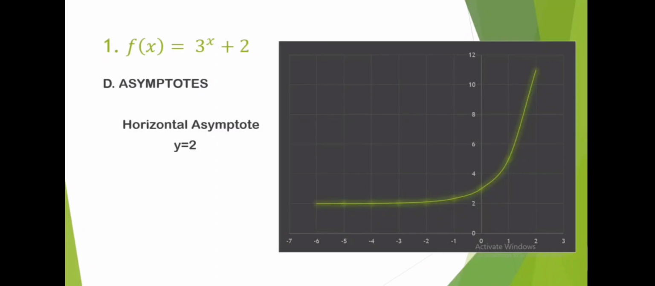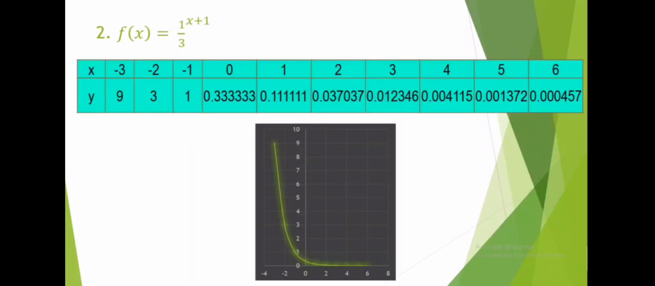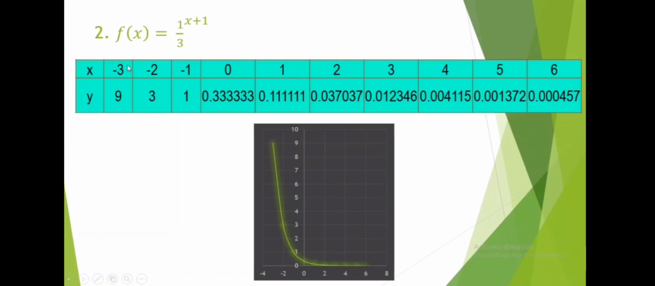Let's proceed to our second example, which is f of x equals 1/3 to the power of x plus 1. Same thing as we did with the first example. Let us construct a table of values. You can assume any values of x, it's up to you. Then for the y values, you can solve this by substituting x values to the function.